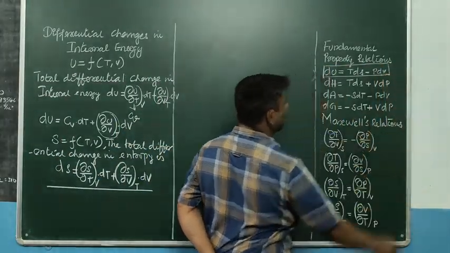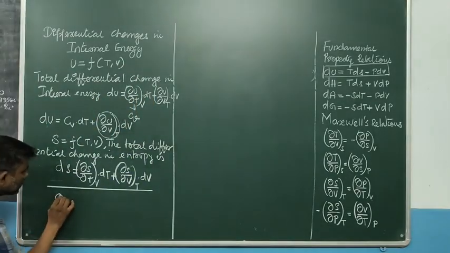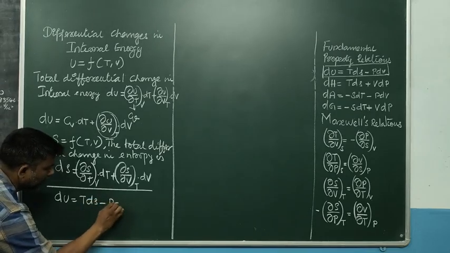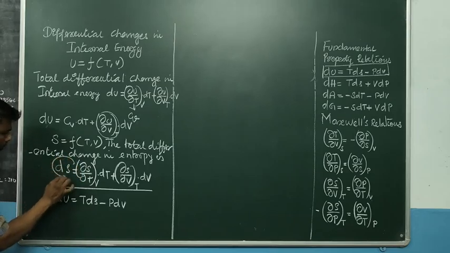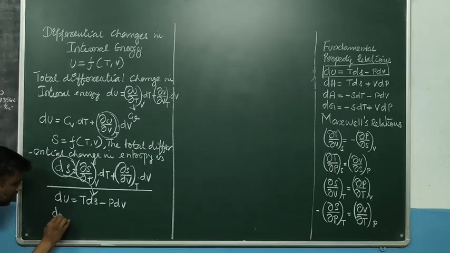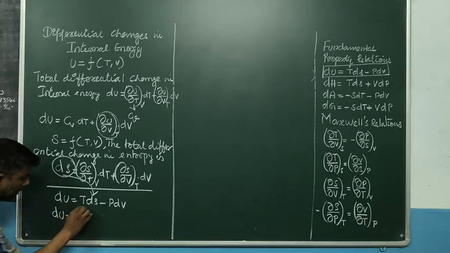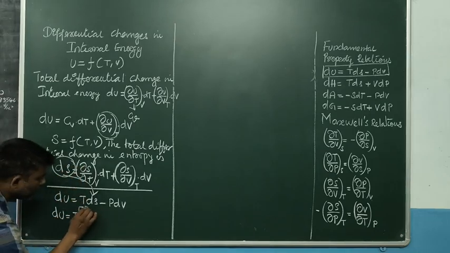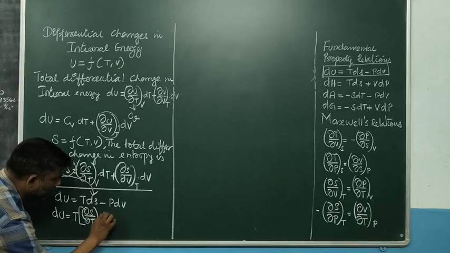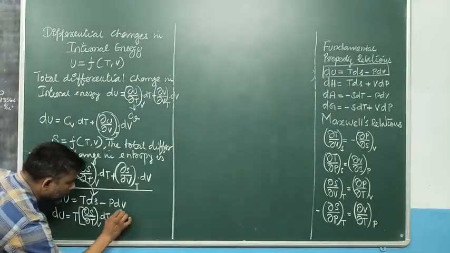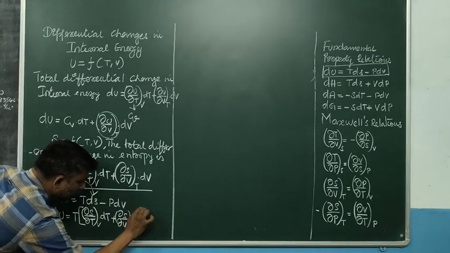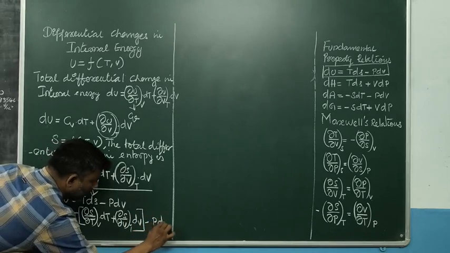From the fundamental property relations, dU is equal to T dS minus P dV. Now I am going to substitute this dS in this equation. Hence, the change in internal energy dU is equal to T times [(∂S/∂T) at constant volume into dT plus (∂S/∂V) at constant temperature into dV] minus P dV.